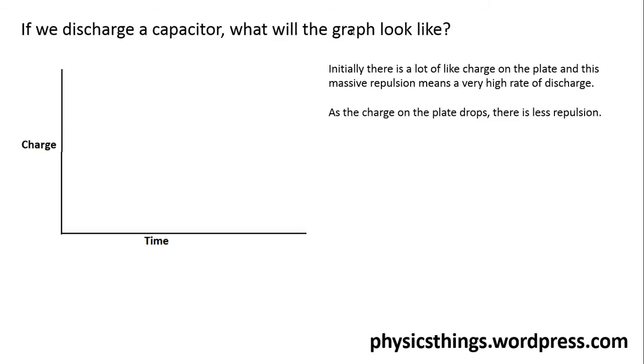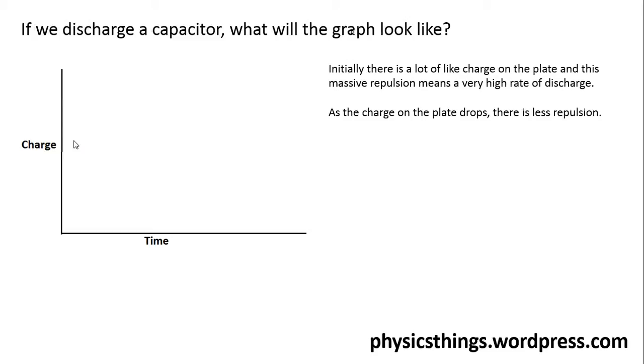But what about if we discharge a capacitor? Well, this time we've got the situation in reverse. Initially, we have a large amount of like charges on the capacitor. And this means that we'll get a very quick rate of discharge in the beginning. So if we're starting from our maximum charge here at the top, just at the instant that the circuit is switched to the discharge circuit, then we're going to get a very, very quick decrease in the amount of charge over a very small period of time. The rate of discharge is going to be very large.